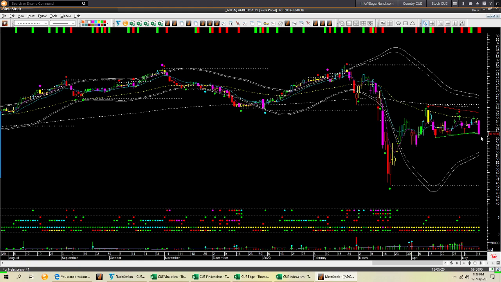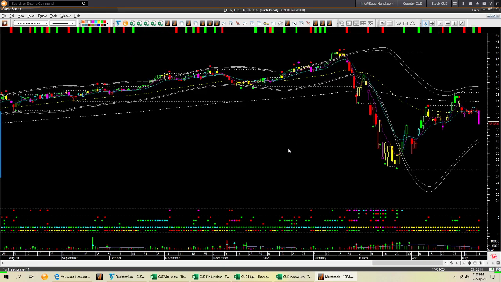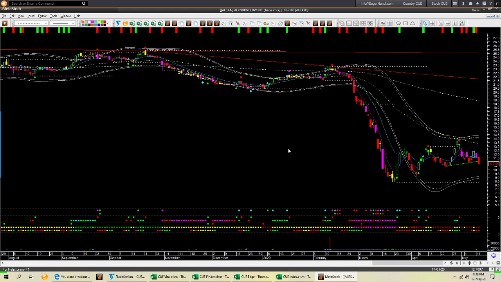This is breaking down below support, coming out of a range. Let me keep this chart. I'm pressing Control tab. This is also a breakout candidate. Valid breakout setup. This one, FR, is giving a possible trend following with flow short trade setup. ALEX, a breakout trade setup.